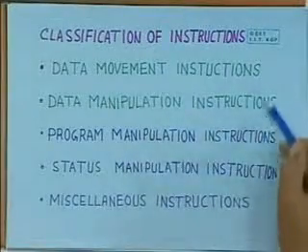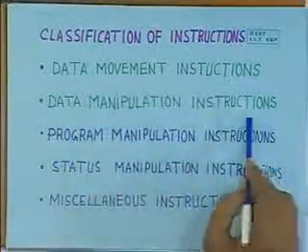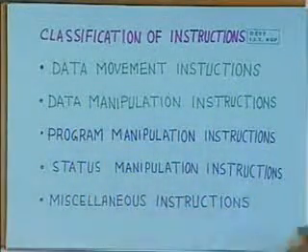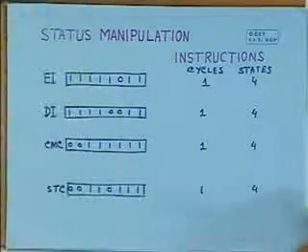Now, obviously, whenever you execute a status manipulation instruction, there will be no data transfer, there will be no manipulation of data, there will be no change in the sequence of instruction execution. None of these will happen. So none of these actions which we have discussed in the context of data movement, data manipulation and program manipulation will take place, but the status of the processor will change.